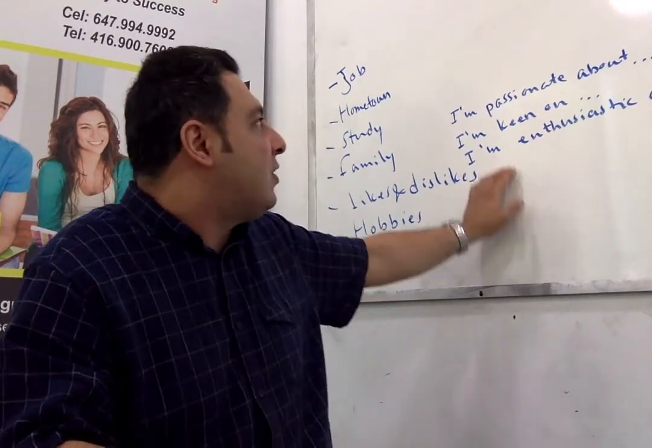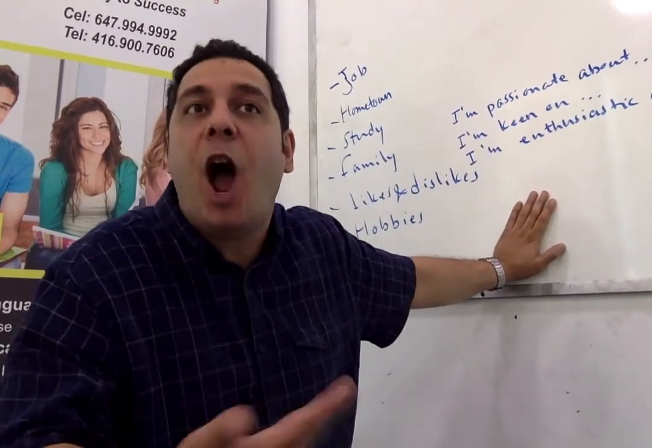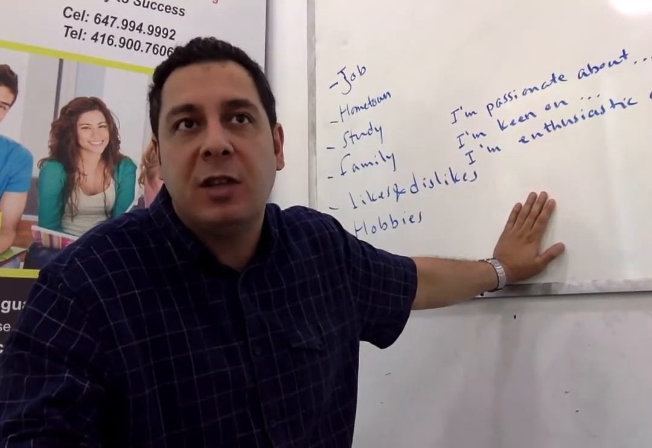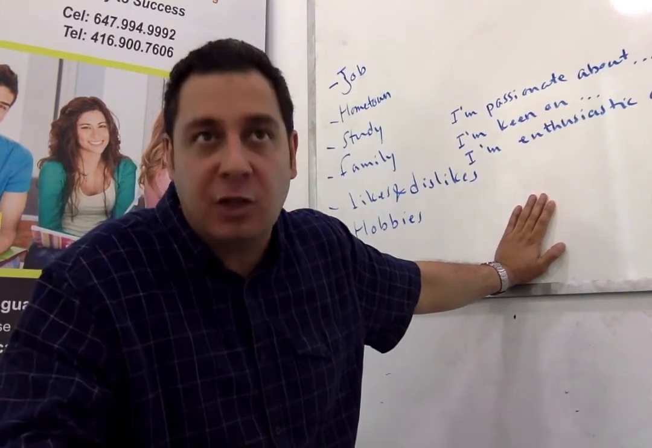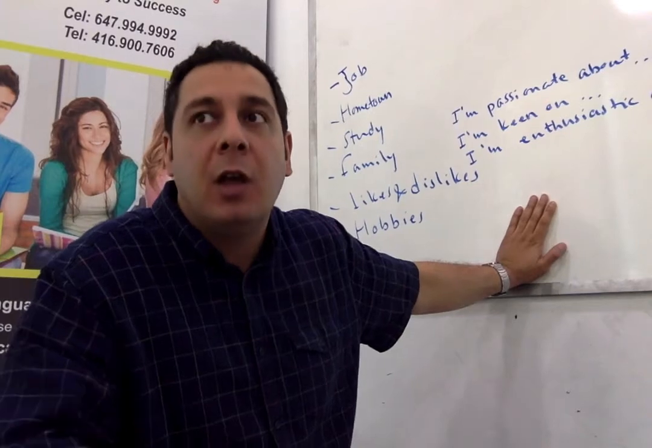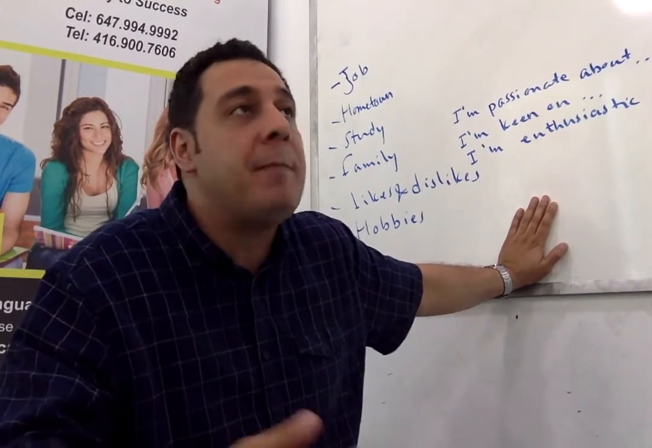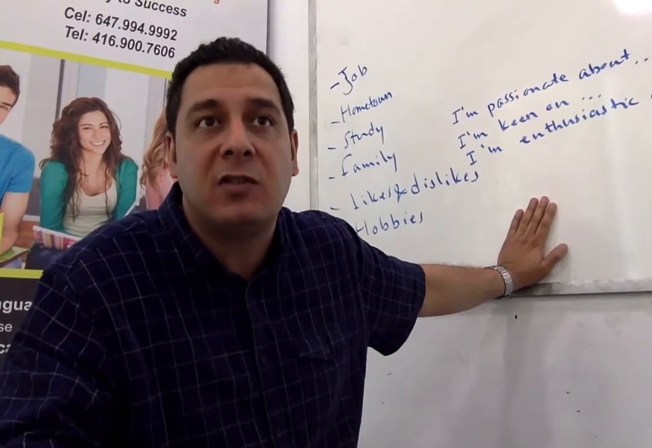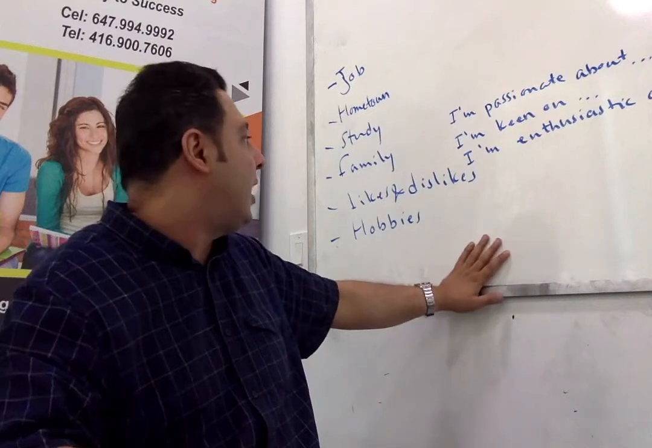But I highly suggest using I'm passionate about, I'm keen on, which are followed by ing verbs or gerund verbs or nouns, such as I'm passionate about learning English. I'm passionate about studying in high schools in Canada, or going to university, or I'm passionate about basketball, or playing basketball. You could just play with those phrases.